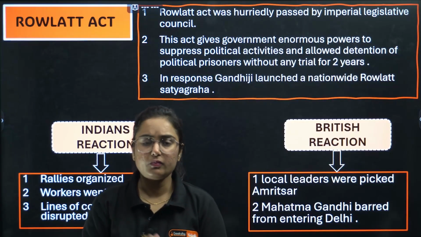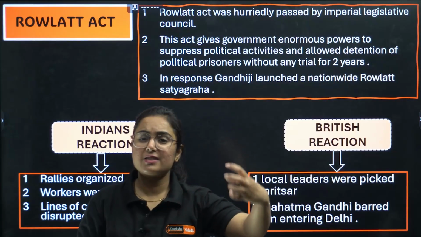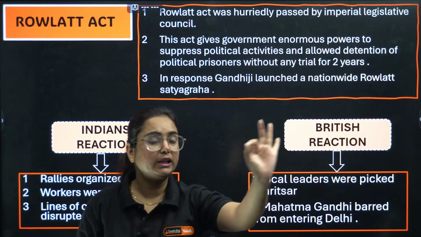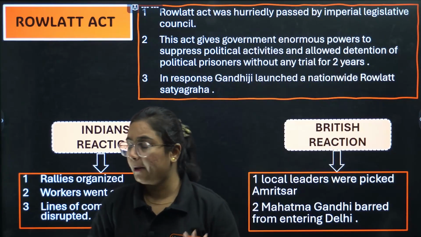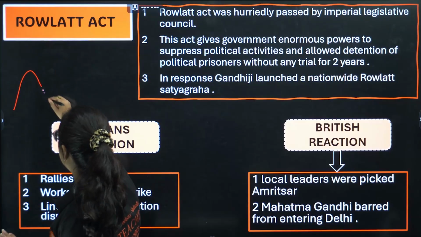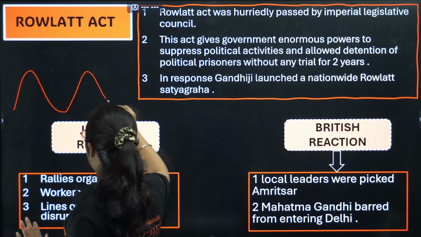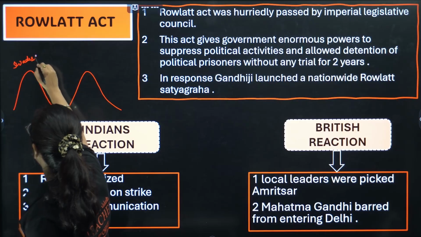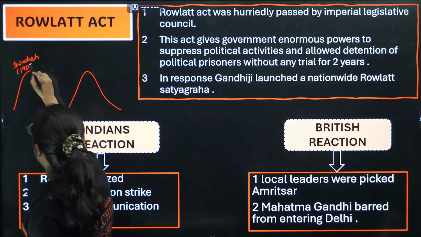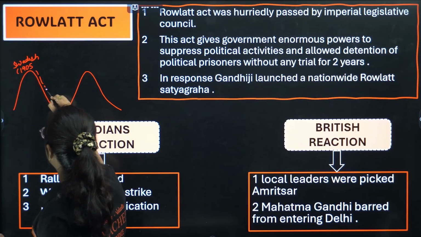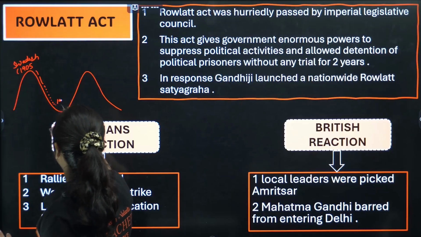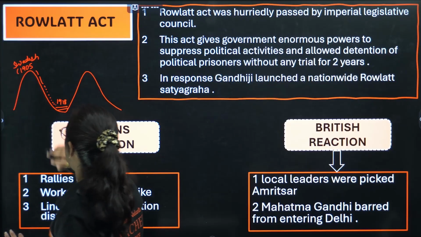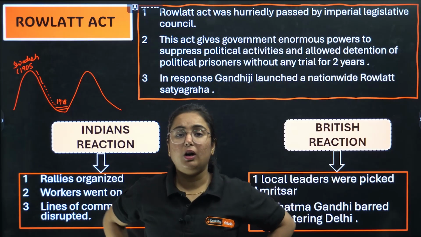We know that the last movement was the Swadeshi movement in the year 1905. So movement, then the phase of truce, movement and the phase of truce. We have seen that there was the Swadeshi movement in 1905, and up till 1918 we have seen no such all India movement.